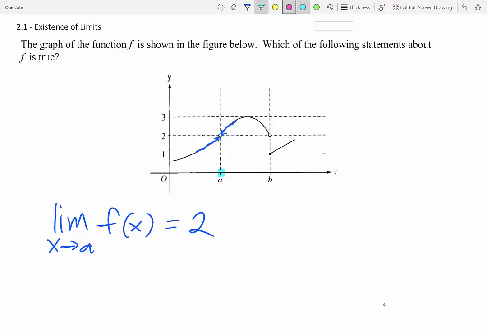If you're trying to figure out the limit as x is approaching b, notice this time, as you approach from the left, our function is trying to reach a height of 2, but as you approach from the right, our function is trying to reach a height of 1. In this situation, the limit as x approaches b of f of x does not exist, because the left-hand limit and right-hand limit are both trying to reach different heights.